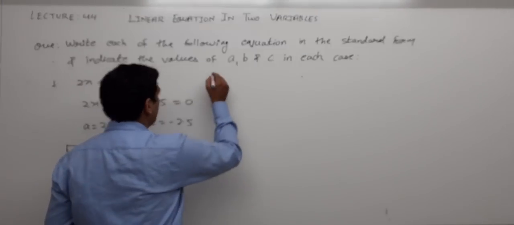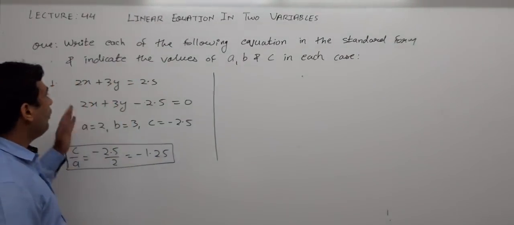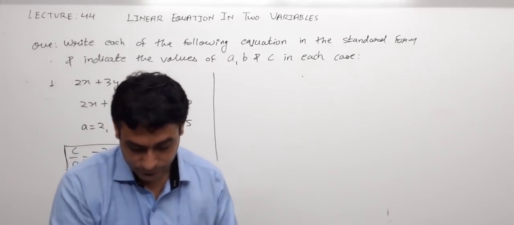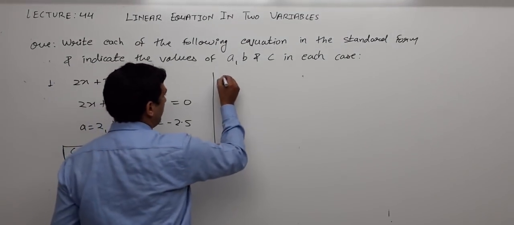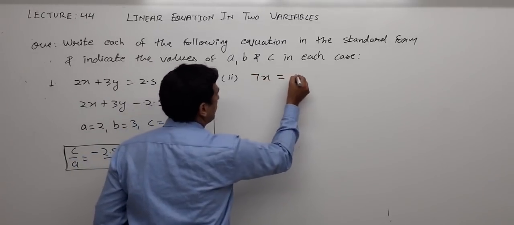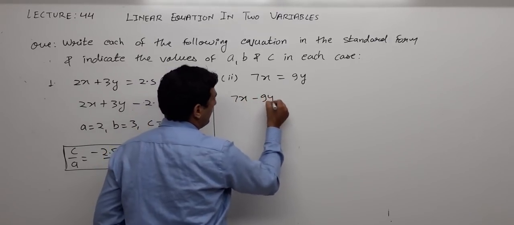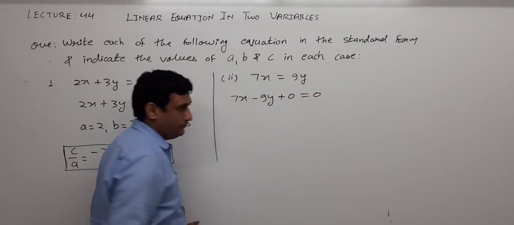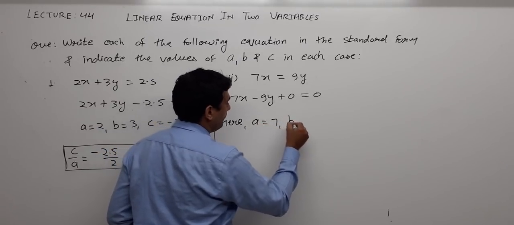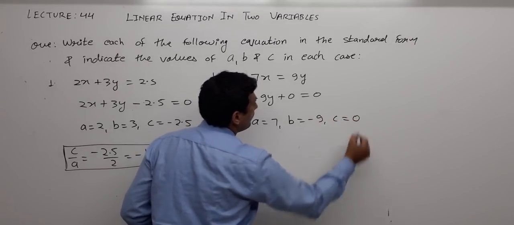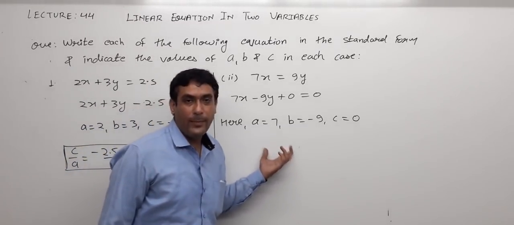Okay, let us see one more example, how to write the given equation in the standard form, then how to obtain the values of a, b and c. 7x is equal to 9y. Now, here I can write 7x minus 9y plus 0 is equal to 0. Okay, so here I can say a is equal to 7, b is equal to minus 9, c is equal to 0.